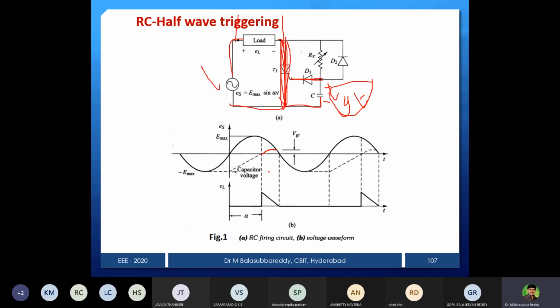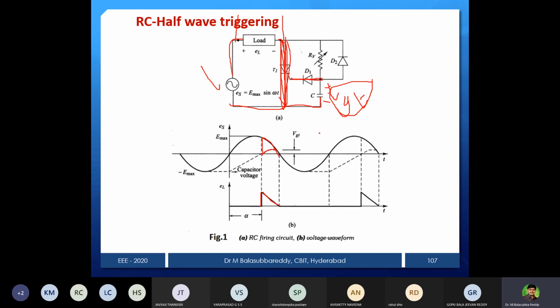What is the source voltage after conduction? It will become the same as the source voltage. Load voltage is equal to the source voltage once the point reaches the VGT, and it will hold the same small magnitude in the capacitor that remains there.